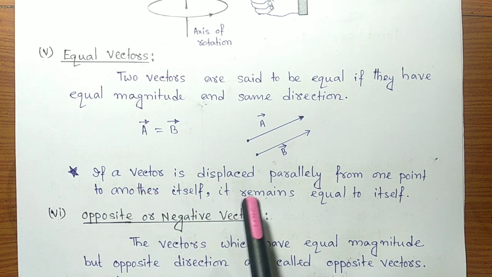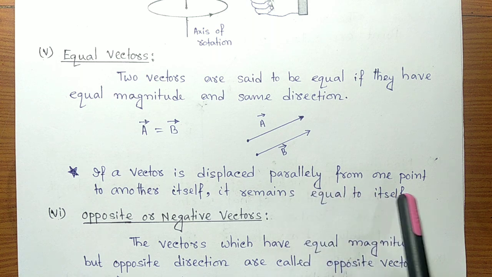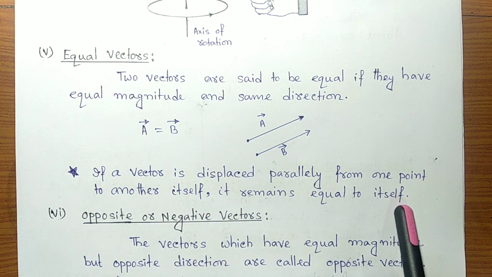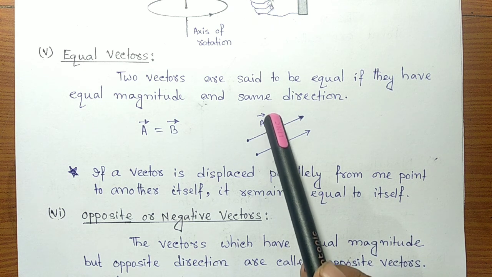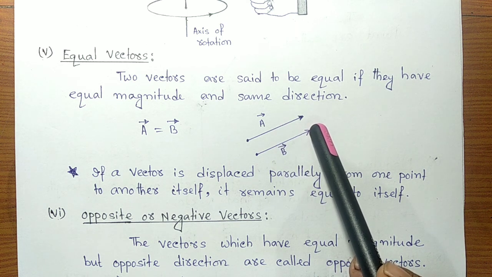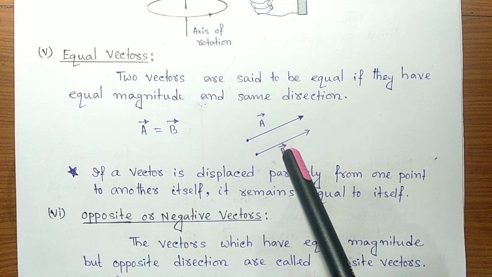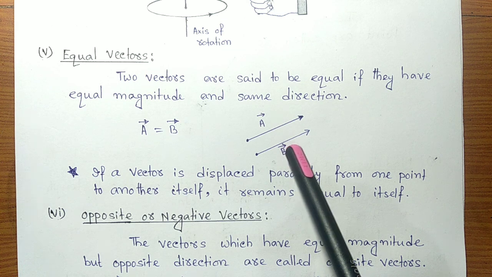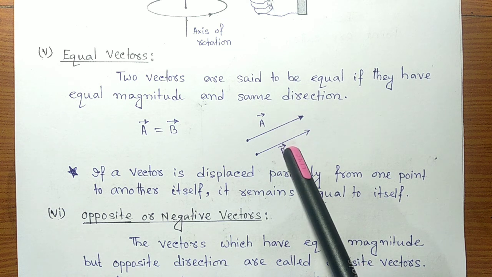If a vector is displaced parallel to itself from one point to another, it remains equal to itself. By keeping A vector fixed as it is, if we displace B vector parallel to A slightly, then also A vector is equal to B vector. Because in that case also the magnitudes of A vector and B vector are equal, and also the directions of A vector and B vector are equal.